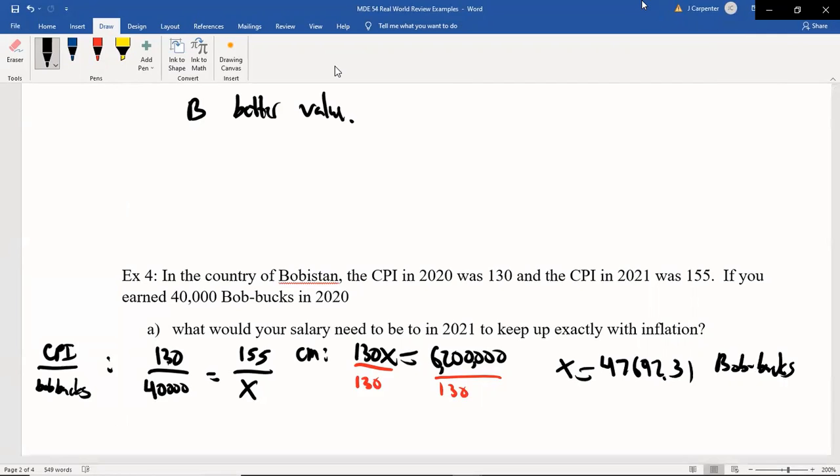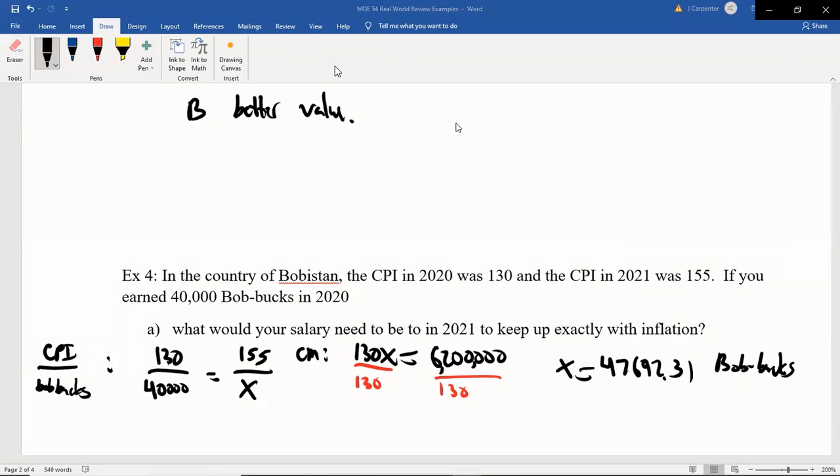Now, does this make sense? Well, it's more than it was originally. So the CPI was higher, so we would assume that we would need more money to account for the inflation. Now the CPI didn't double or triple and the salary didn't double or triple. So I would say this is within the sense of reason. So you would have to make an extra 7,692.31 cents, 31 bobbins, whatever you want to call them, in order to maintain the same lifestyle.